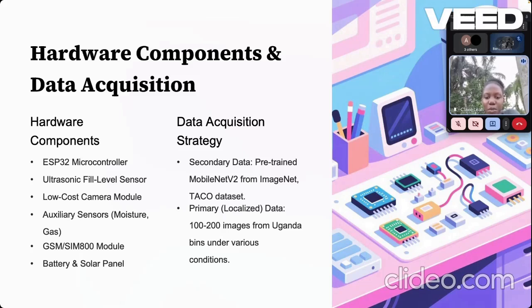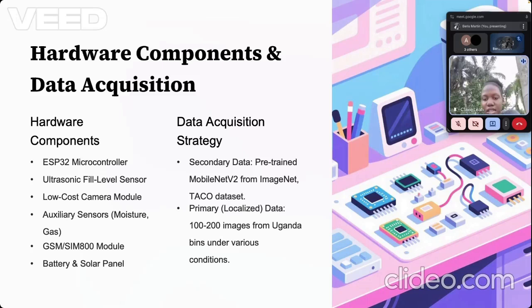Then the low-cost camera module is for image acquisition, which is used for the machine learning models, and also the auxiliary sensors for moisture and gases. These ones are for non-visual classification. And the GSM is for sending SMS alerts when the bin is full, and also the battery and solar panel are for providing power to the system.